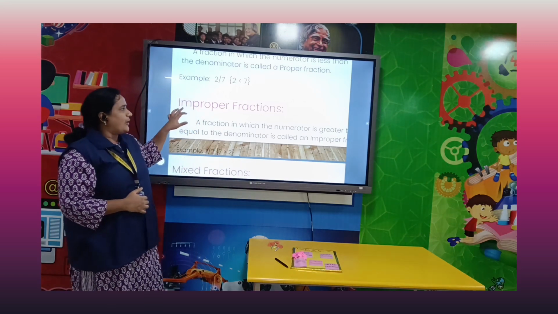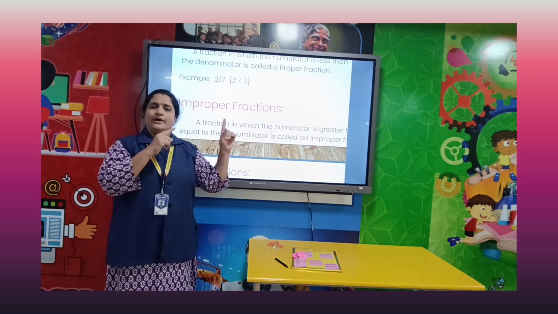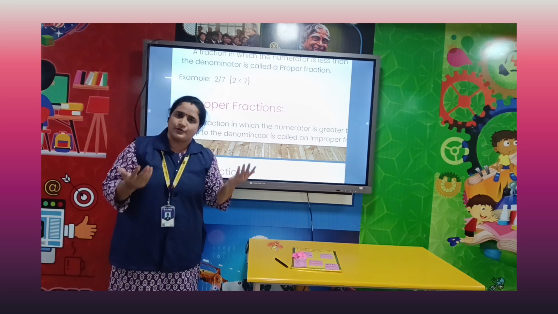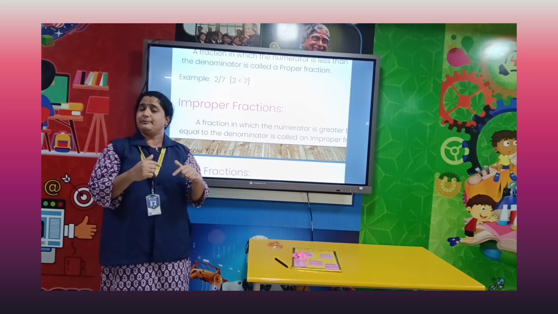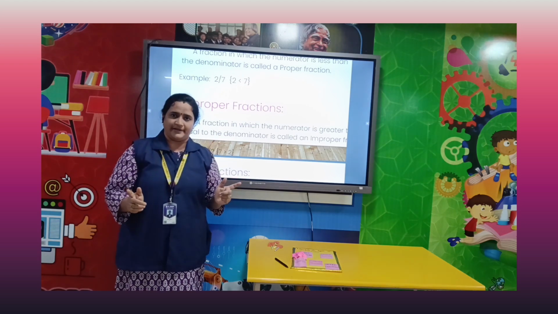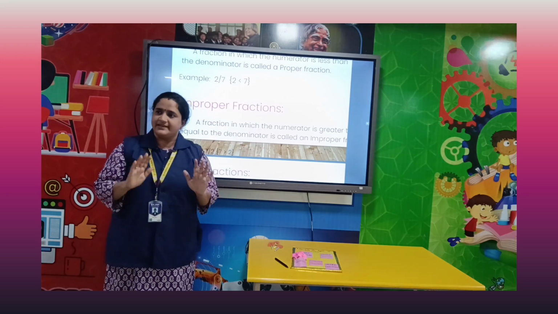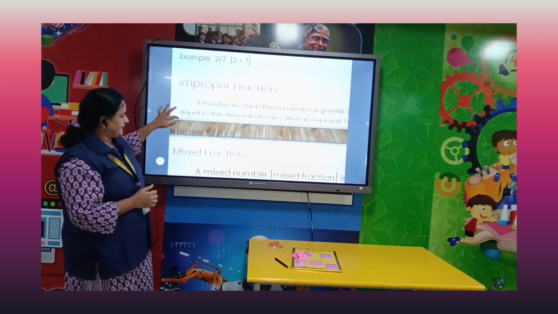Yes, now you all have a clear idea about this, what is proper and what is improper. In a proper fraction, the numerator should be less than the denominator. But in an improper fraction, the numerator should be greater than the denominator or equal to the denominator. This is the difference between proper and improper fractions. Is that clear for you all? Yes, good.